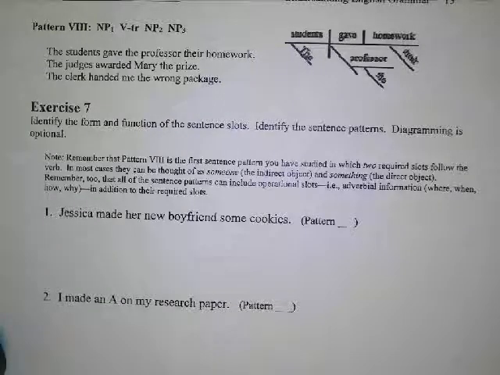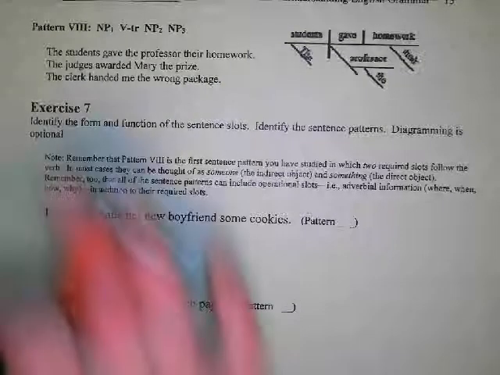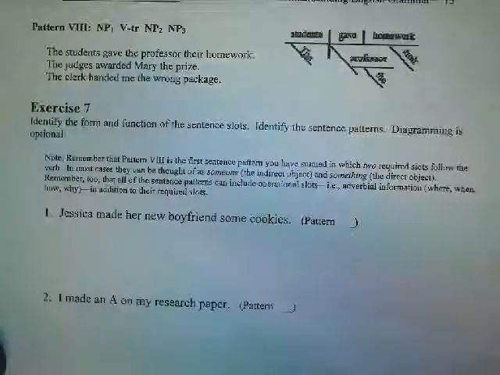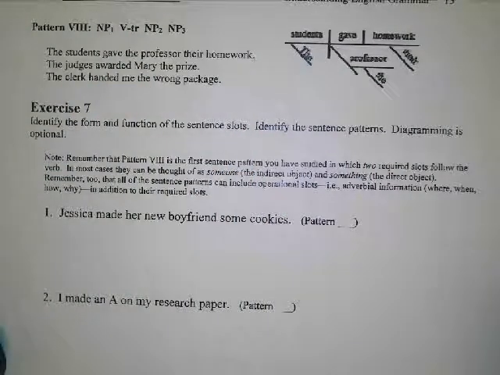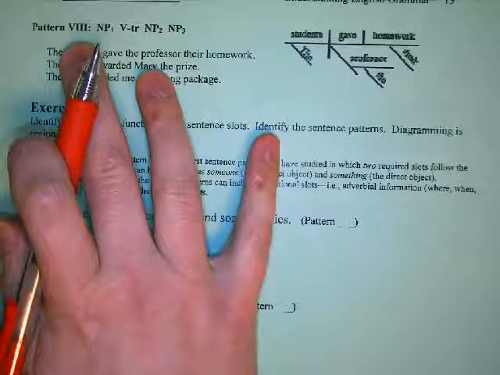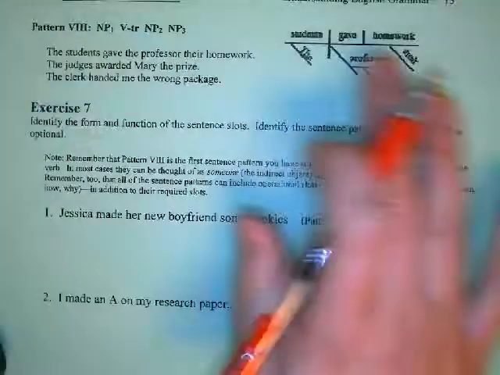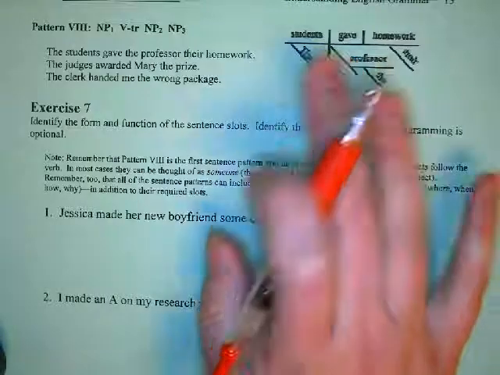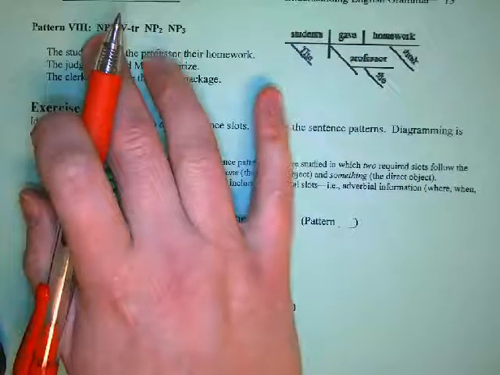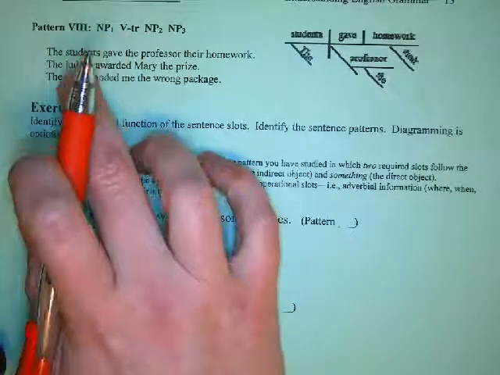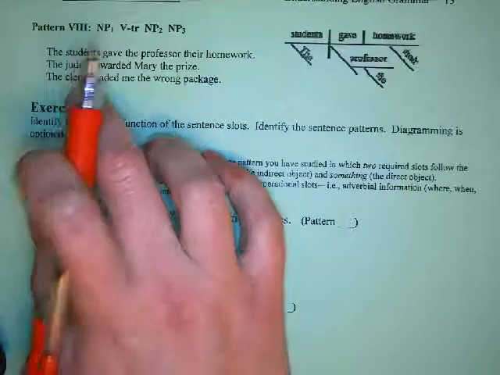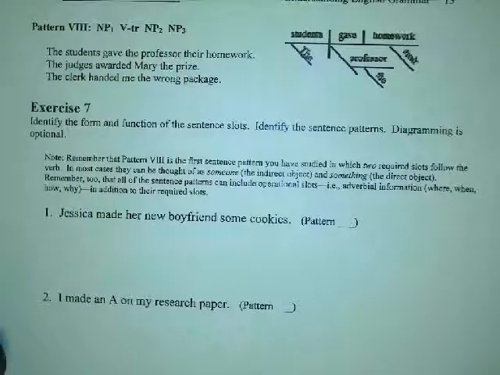So for Grammar Unit 1, Exercise 7, we have a new pattern again, and they are all mixed up, so that's a possibility. You could have any one of the 7 patterns that you've already encountered, or our new pattern, pattern 8. So in our sentence, we have a noun phrase, that's the subject, right? The students, the judge, the clerk.